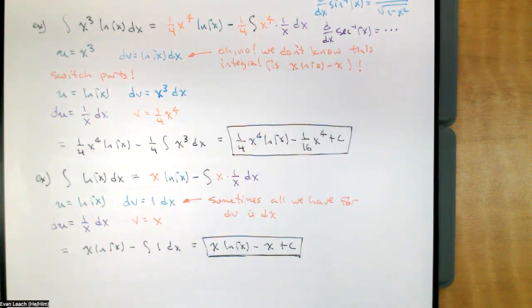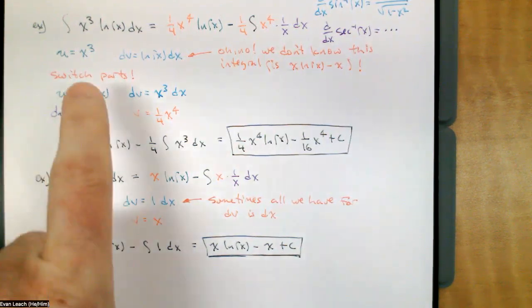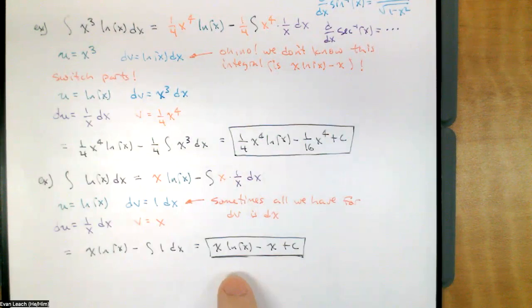Some of you may notice that earlier we switched tactics on the integral of x cubed natural log of x dx because we didn't know the antiderivative of natural log of x. And some of you may be thinking, hang on a second, now that we know the antiderivative of natural log of x, can we go back and redo that original problem, x cubed natural log of x, with this knowledge? And the answer is 100%, you totally can. I wish you luck. In fact, you should.